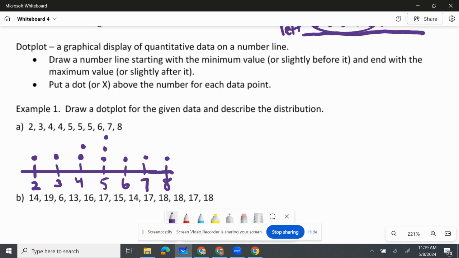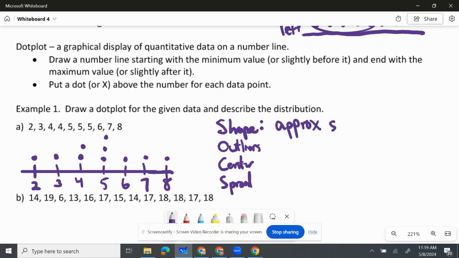So we're going to use SOCS to describe the distribution. So we have our shape, we have our outliers, we have our center, and we have our spread. Now, for our shape, we're going to look at this, and it looks almost identical. So we're going to say approximately symmetric. Outliers is going to be none.